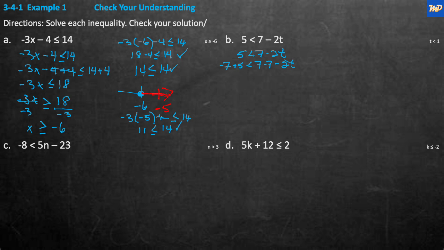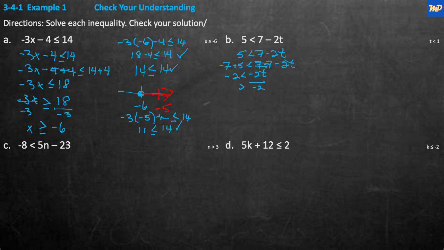-7 and plus 5, we're going to get -2. -2 is less than, the 7's cancel, -2t. And then to solve for t, we have to undo the multiplication of the -2 to set the t to a coefficient of 1. We're going to divide each side by -2. And when we do that, the sign's going to change.